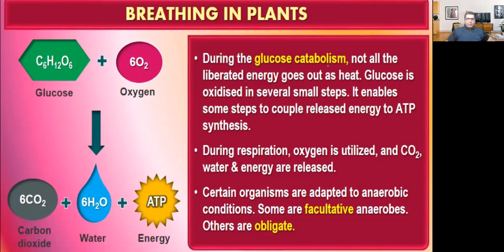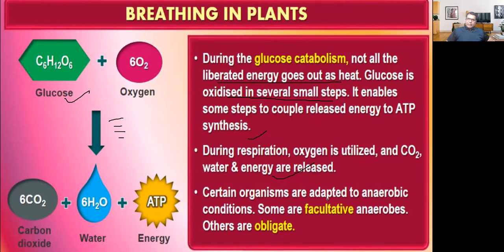Glucose catabolism is the breakdown of any big molecule into smaller molecules. During glucose catabolism, not all the liberated energy goes out as heat. Glucose is oxidized in many small steps, which enables some steps to couple the release of energy to ATP synthesis. During respiration, oxygen is utilized and carbon dioxide, water, and energy are released.